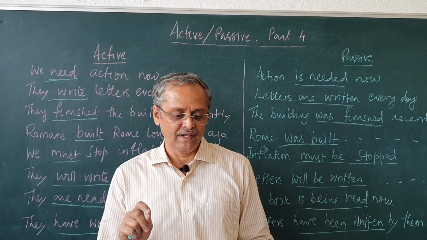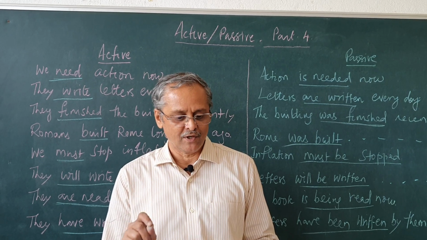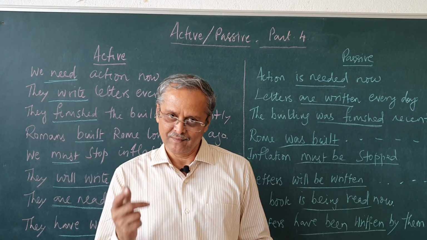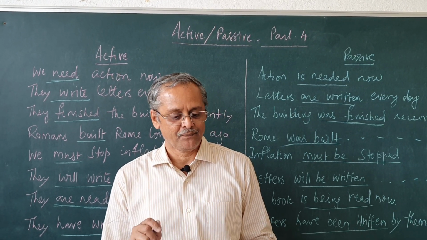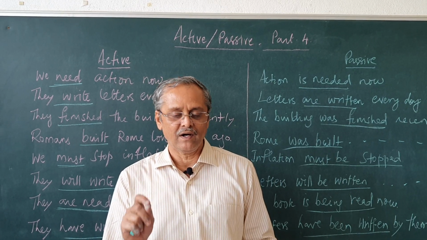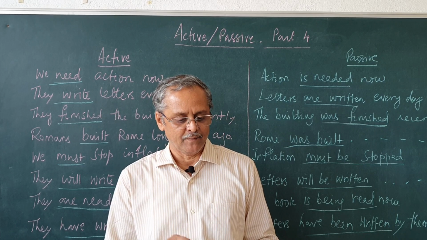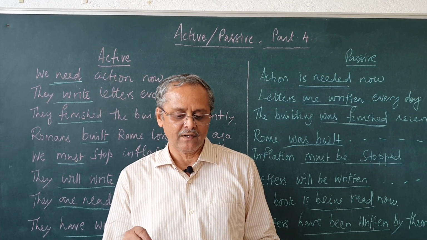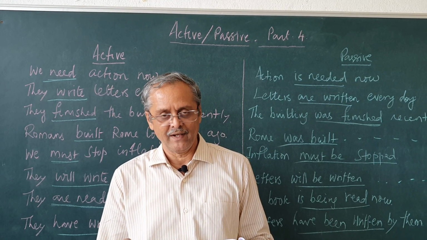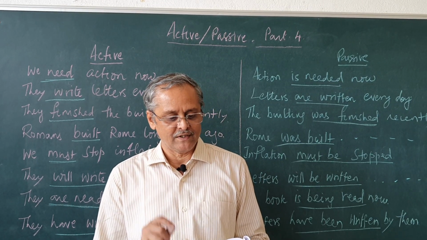People must not leave bicycles in the hall. Bicycles must not be left by people in the hall. Must not leave becomes must not be left. They gave her a clock. A clock was given to her by them. Gave becomes was given. We will not admit children under 16 years. Children under 16 years will not be admitted by us. Will not admit, will not be admitted.